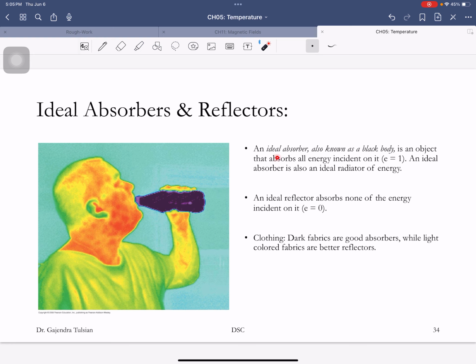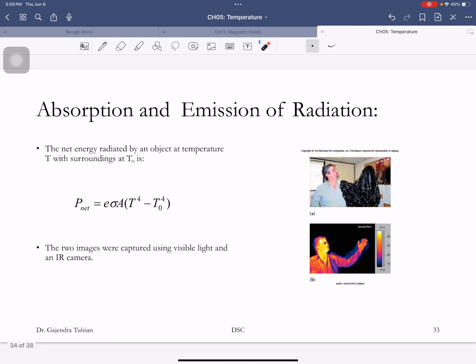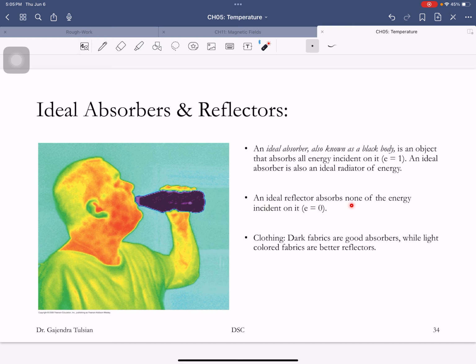So different materials absorb radiation differently. An ideal absorber, also known as a black body, is an object that absorbs all the energy incident on it. And for that, the emissivity, E, is 1. An ideal reflector absorbs none of the energy.